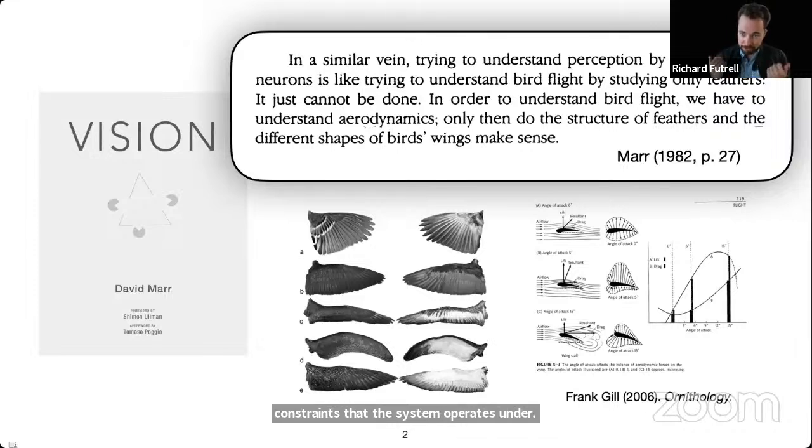So taking a functional view of a cognitive system like vision, thinking about what is the problem it's solving and what are the inherent constraints that it is under, that gives you organizing principles that let you understand how the system actually works in a way that you couldn't just by looking at individual neurons or individual feathers.